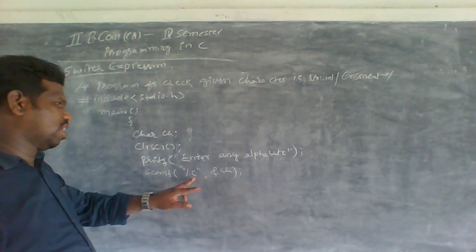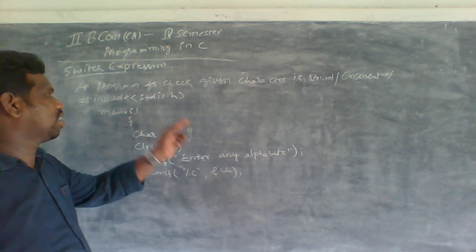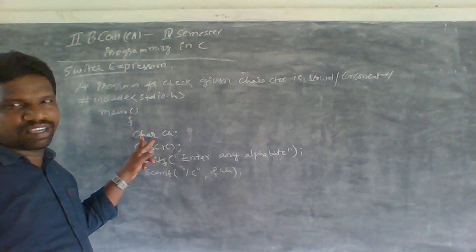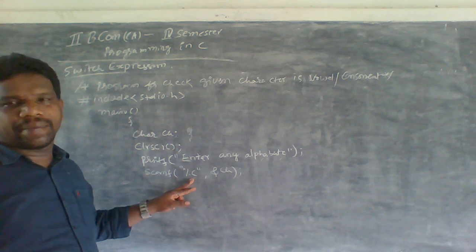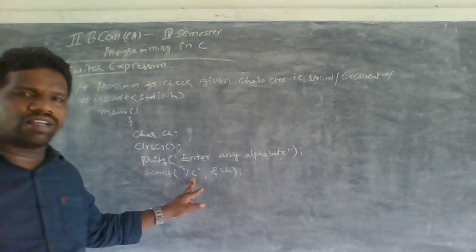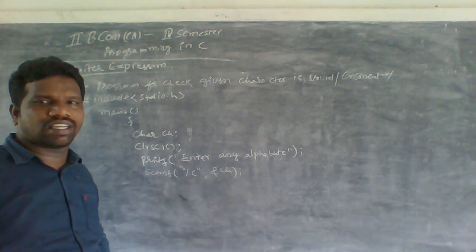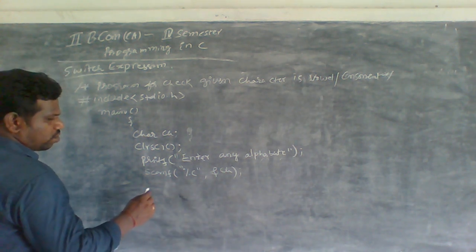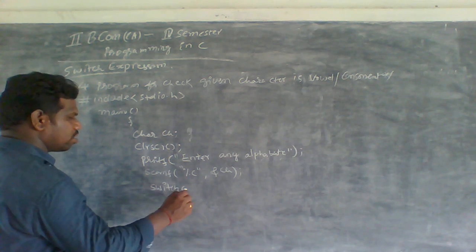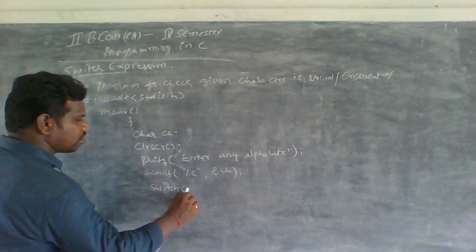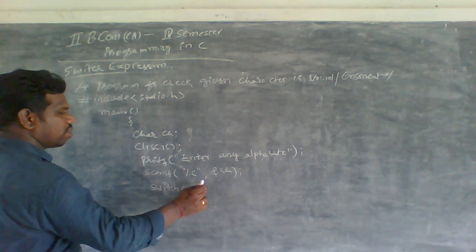It can hold percentage c. Percentage c is the format specifier for ch. ch means it is a character, so if it is a character you have to specify percentage c. Percentage s is for string, and if you specify percentage d, it belongs to integer. Okay, so in this scenario you have to use the switch expression like this: switch, and the expression is ch, that's why you use ch here. There is no semicolon here.